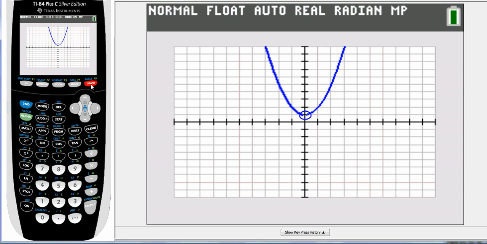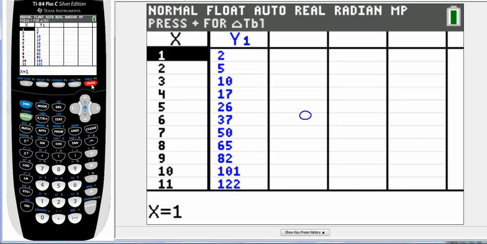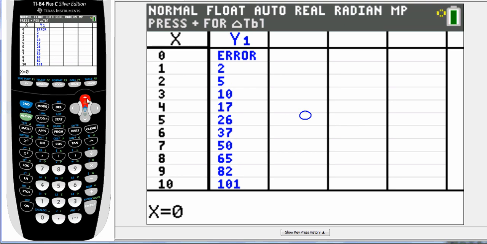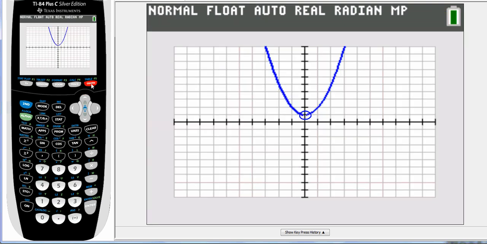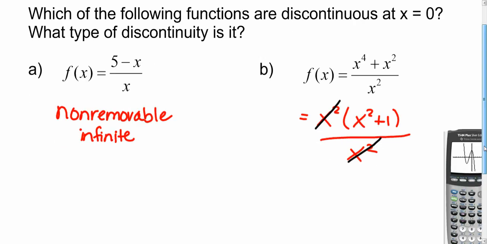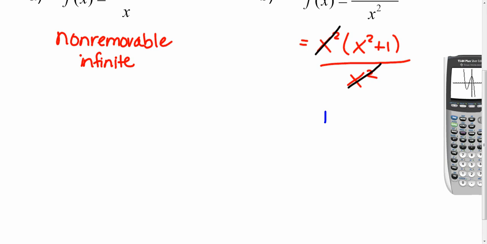Okay, if you go to your table and you go to an x value of 0, you can see that you have an error there at the x value of 0. So I know I have a hole at 0, which I expected. I just didn't know if it would be an asymptote or a hole or what, but it is discontinuous at 0. It just has a hole in it, so it is a removable discontinuity because it just has a hole.